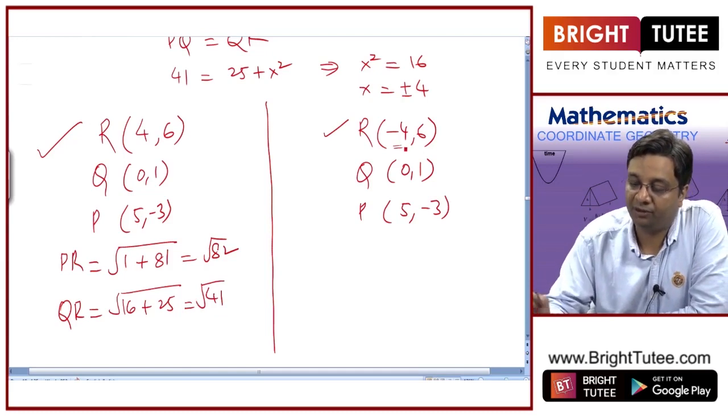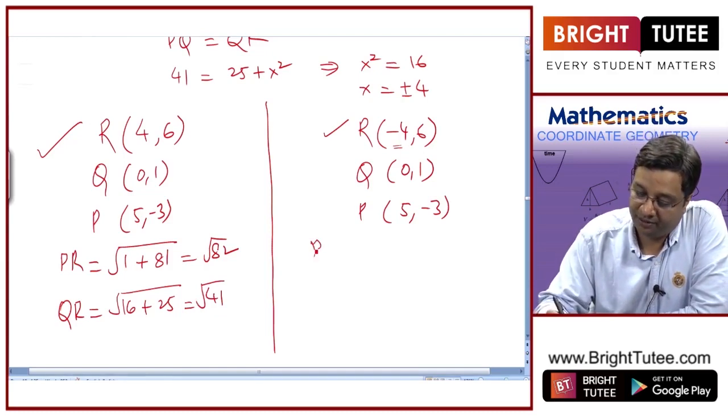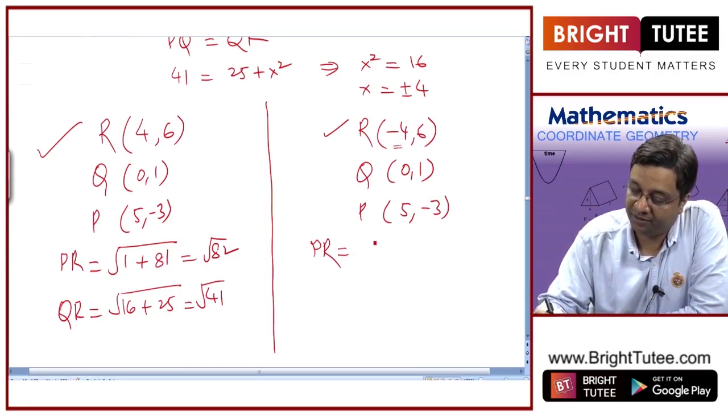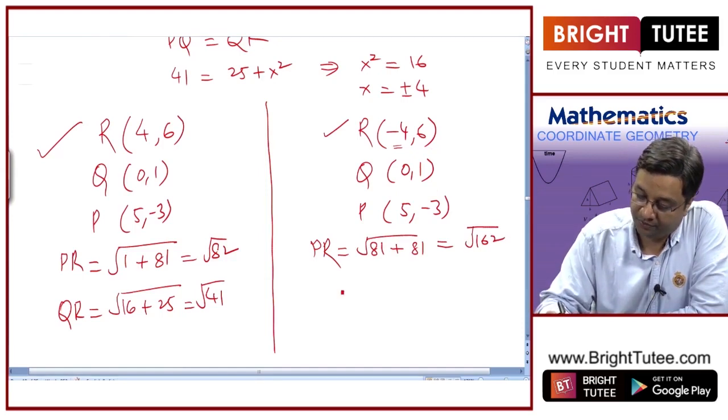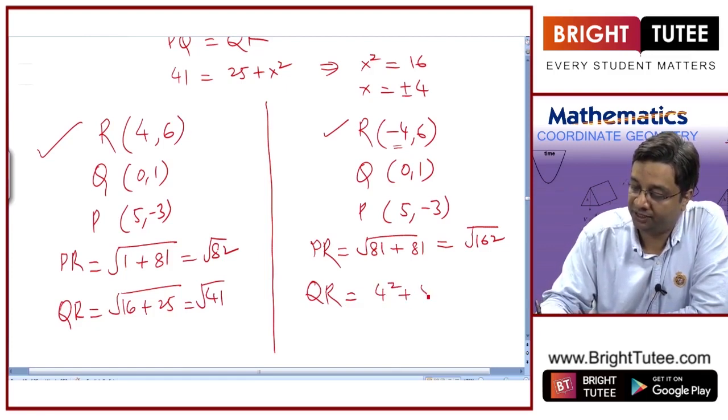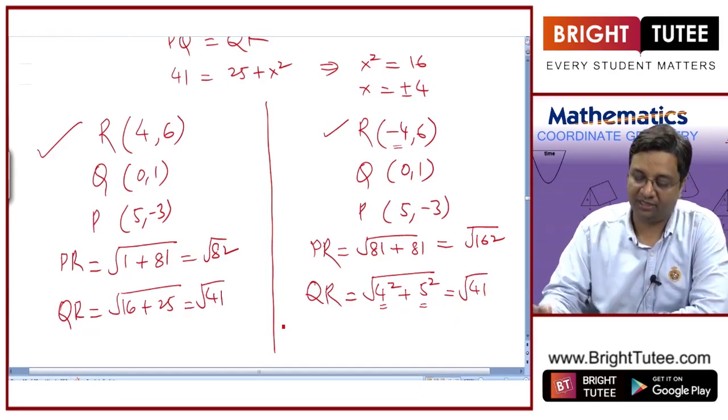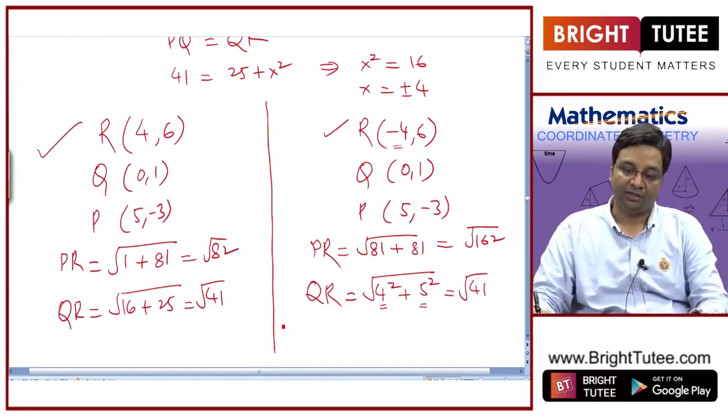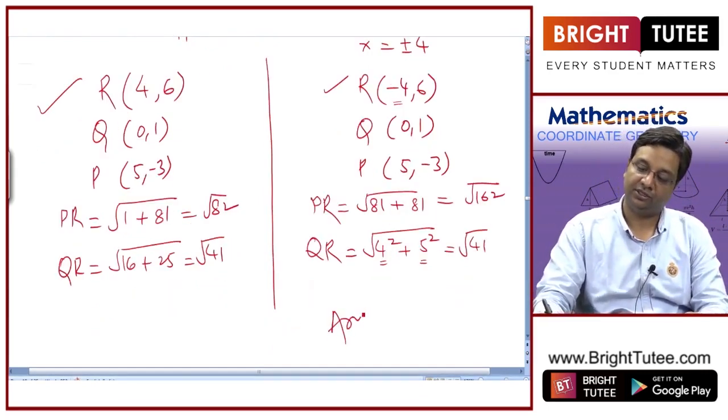When you consider the negative value of x, minus 4, right? So what will be PR? PR will be 5 minus minus 4, 9 squared, 81, plus minus 3 minus 6, minus 9 squared, 81. So square root of 162. And how much will be QR? QR will be 0 minus minus 4, 4 squared, 1 minus 6, 5 squared. So it will be equal to 16 plus 25, square root of 41. QR is the same in both the cases, PR is different, right? So we have got these answers. This is your final answer.